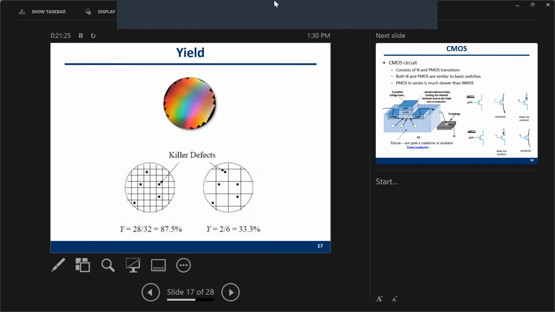During fabrication, we want to make a lot of chips on this wafer. During this process, inevitably, we will introduce some defects, and then those chips will be broken. We cannot use them. If we can make the chip into a smaller size like this, then we have a higher yield. Higher yield means we have a larger percentage of good chips. But if the chip area is larger, then the yield is lower.